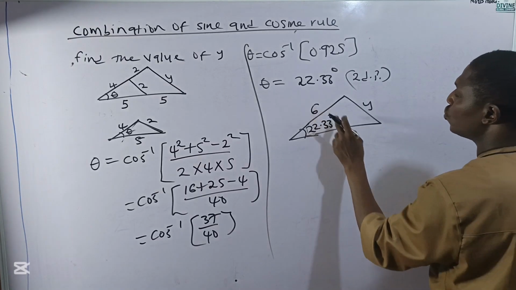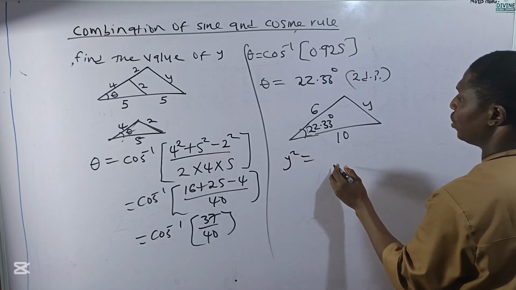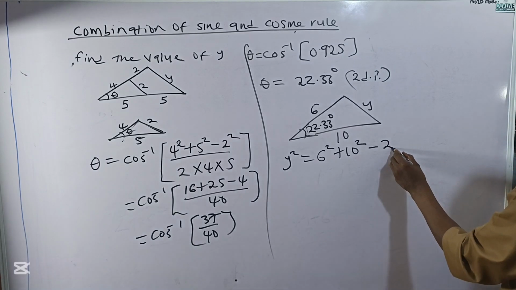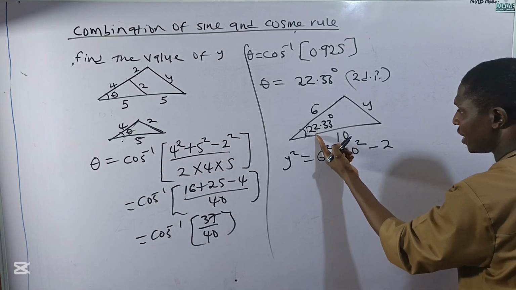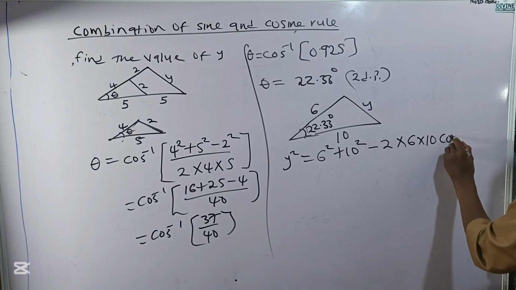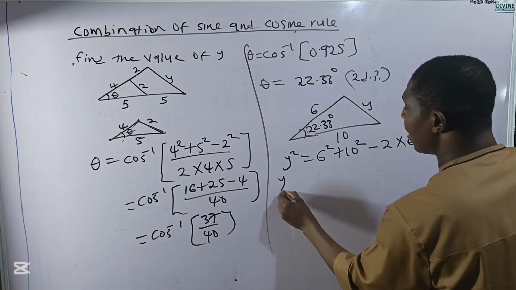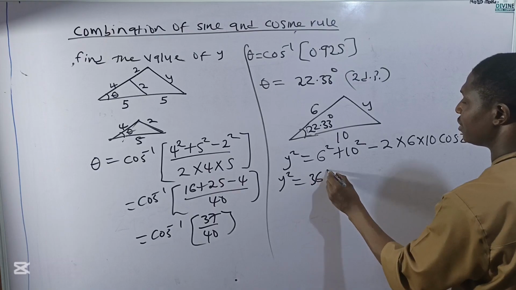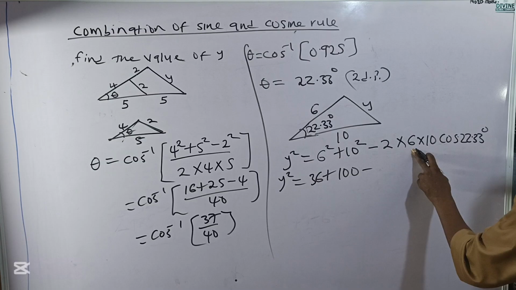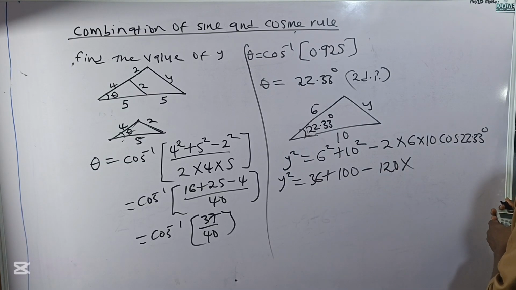So I have two sides and the included angle, so I can use the cosine rule to get y. So I have y squared equals 6 squared plus 10 squared minus 2 times 6 times 10 cos 22.33 degrees, since the angle is acute. So y squared equals 6 squared, which is 36, plus 10 squared, 100, minus 2 times 6 times 10, which is 120, times cos of 22.33.